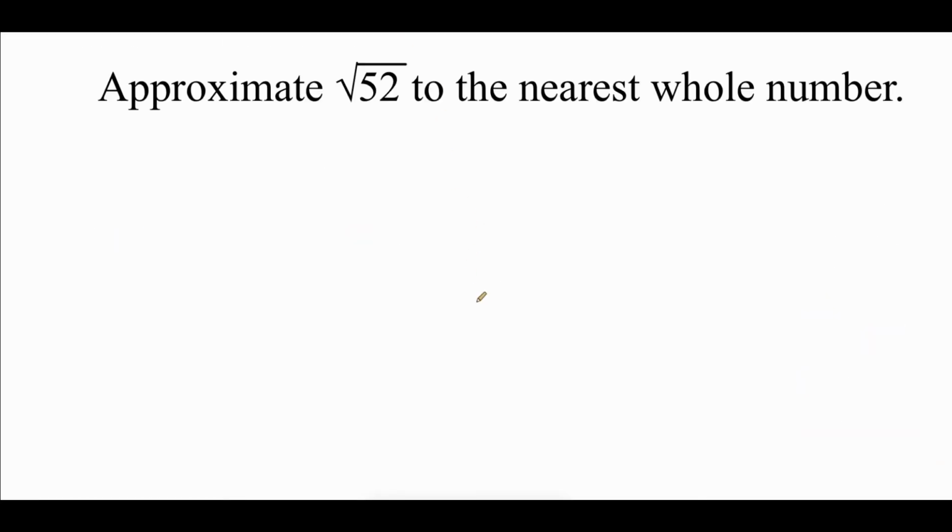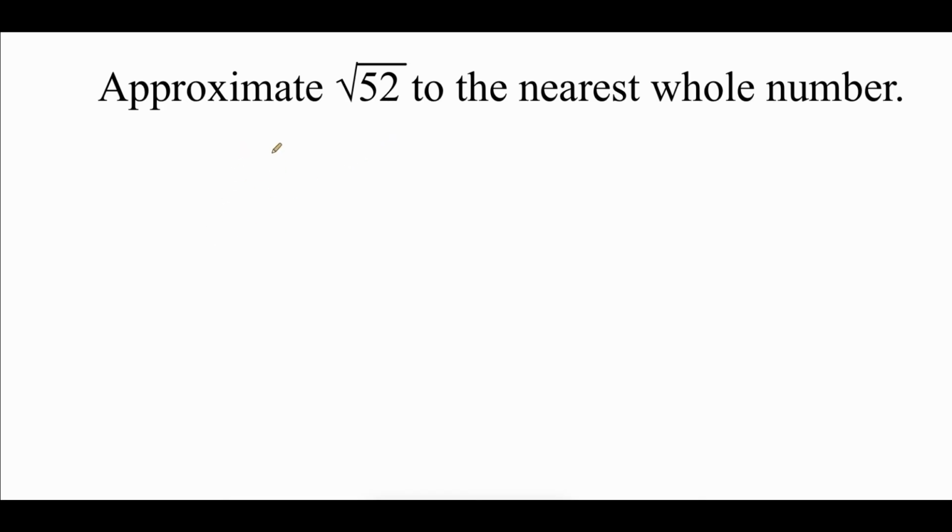Now one more example here with square roots. We're going to look at approximating the square root of 52 to the nearest whole number. Now 52 itself is not a perfect square. It doesn't show up on our perfect square list. But to approximate this to the nearest whole number, we want to think about some of those numbers that do show up on the perfect square list that are close to 52.